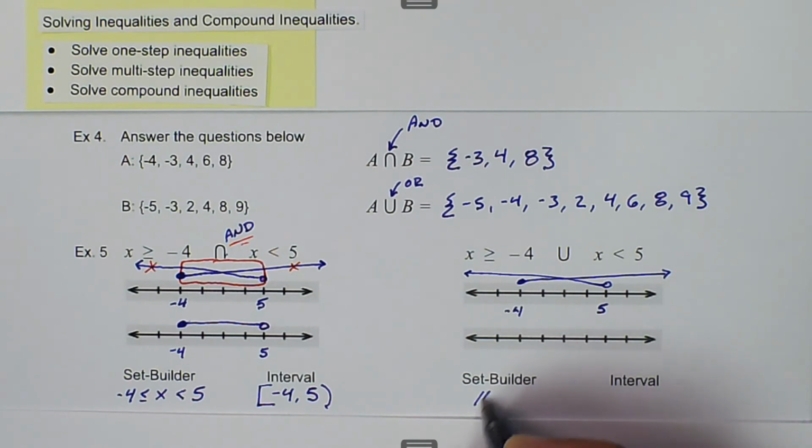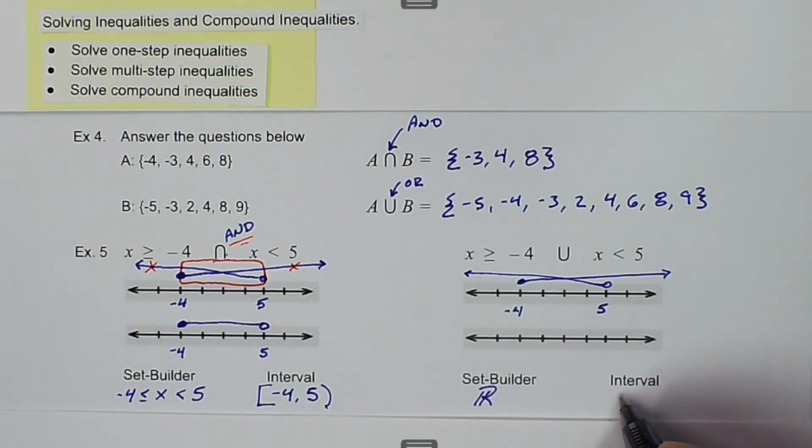So set builder notation, we can set that up. If we're talking about all real numbers, we can use the symbol for all real numbers. In interval notation, this starts at -infinity, and it goes all the way to +infinity. And we can't include those because we can never count that high. So whenever we have infinity involved, we'll always use a parenthesis.